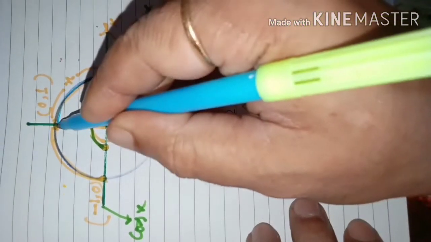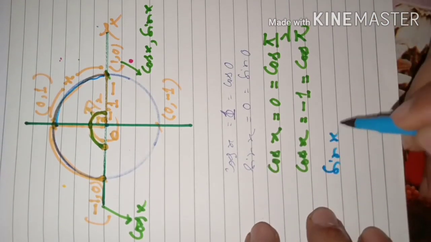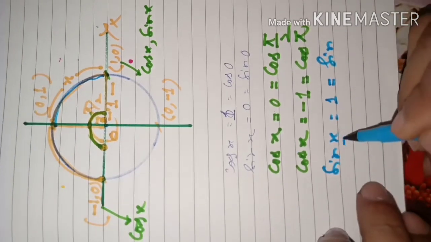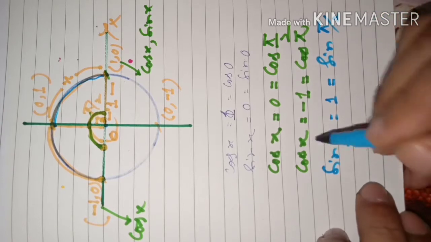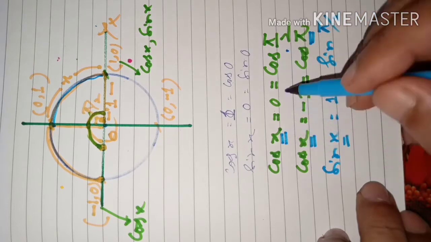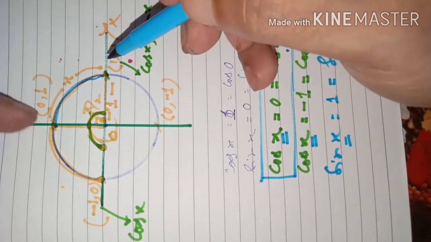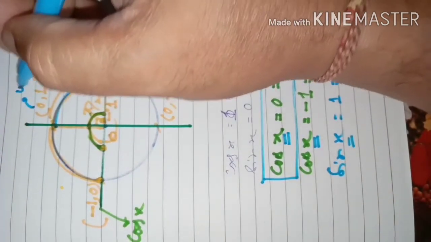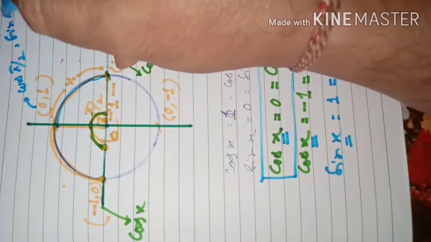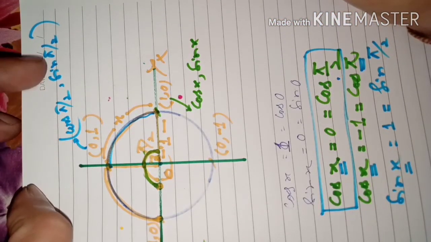Sin x, when this angle is pi by 2, sin x is 1, that means sin x represents the pi by 2 angle. Here this x represents pi by 2 angle, because you have to see the position here. Look at this: cos x here is 0, this is the cos pi by 2 value, and this is the value of sin pi by 2.